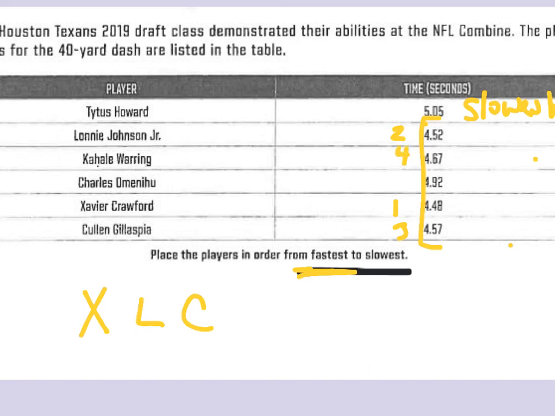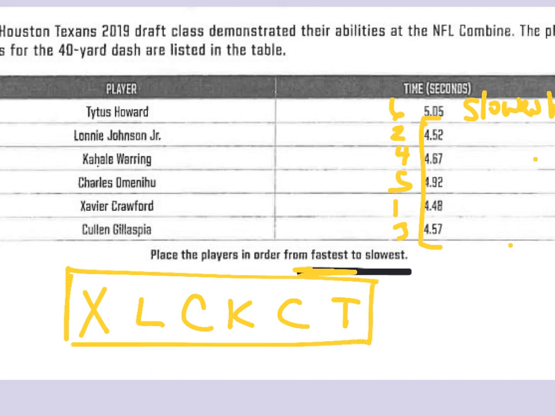That's Cahel. And then, of course, I have to use that 0.92, which is Charles. And then in last place would be Titus. Now, by no means is he really in last place, because remember, these are the fastest 40-yard dash times listed. So this is the order that you would put your names in.